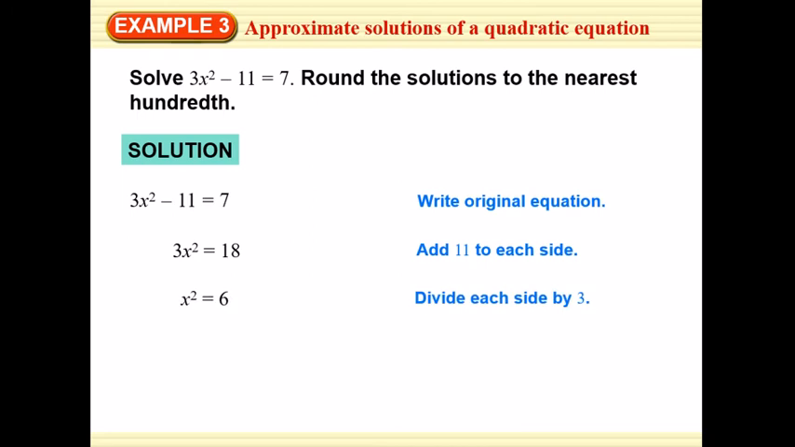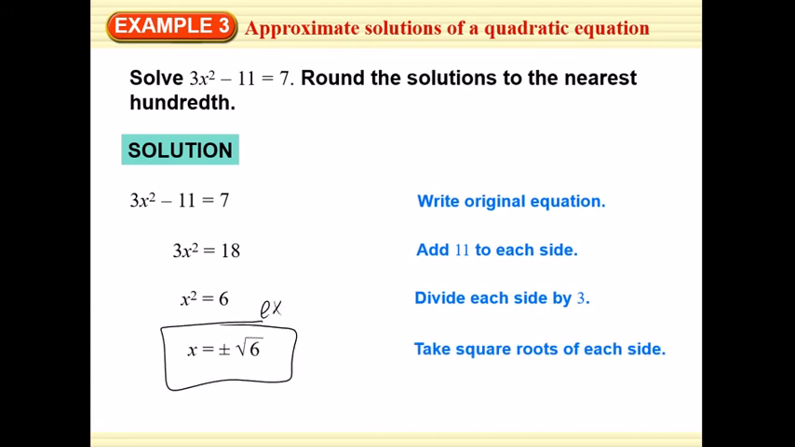And I know that 6 is not a perfect square, but it is positive. So this is exact. This is what I would call exact. In geometry and in Algebra 2, I sometimes will ask you for exact solutions, and other times I will actually ask you to round, like these directions say.